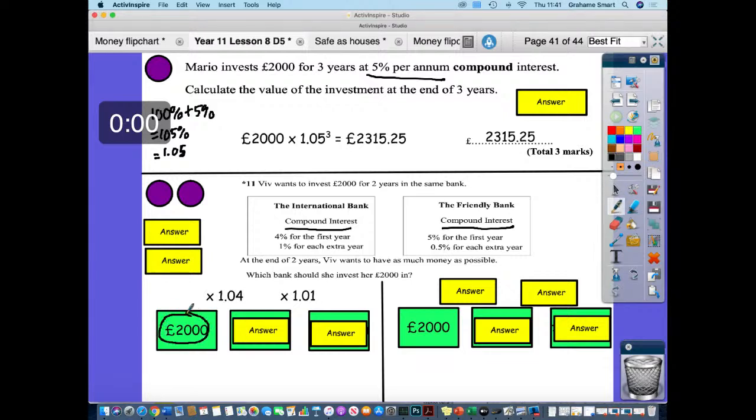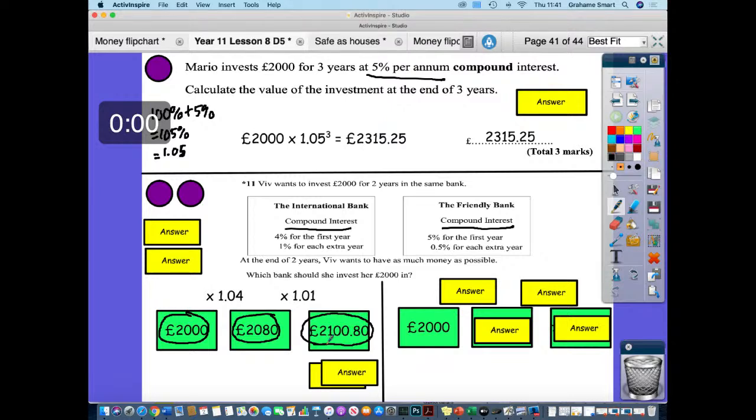That's my original amount. I'm going to multiply it by 1.04, and I'm going to get £2,080. I'm then going to take that 2,080 and multiply that by 1.01 to increase it by 1%. And that's going to give me £2,100.80. So that's how much you'd have at the end of 2 years if Viv puts it in with the international bank. So same mechanism, but we're now going to look at the friendly bank.